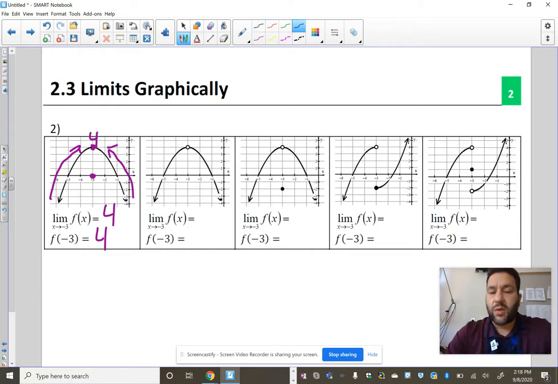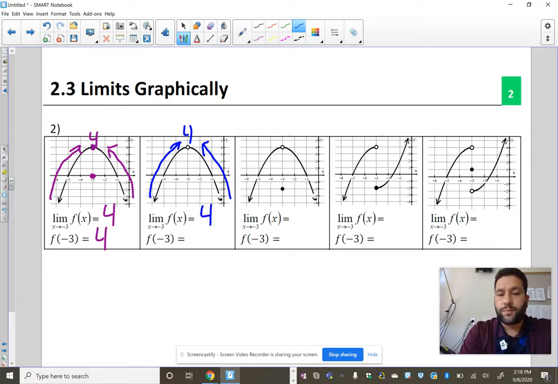But let's look at the second one, how it's just a little bit different. Our limit from the left, as we approach an x value of -3, gives us a y value of 4, and we get the same thing when we approach it from the right. So our limit would be 4. But here, if we're saying what's the y value when x is -3, there is no y value. It does not exist.